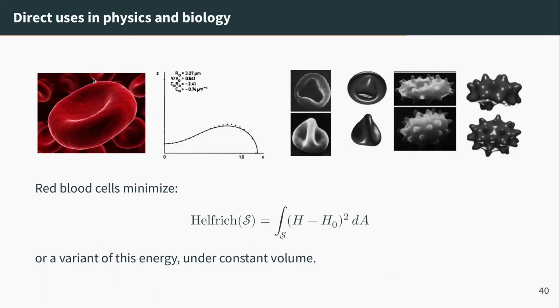So exactly. So more interestingly, maybe a bit mind-blowing, is that red blood cells, they also minimize an energy that has a similar form. It's called the Helfrich energy. So this shape that you know is exactly what you get when you try to minimize under a constant volume constraint an energy which is the integral of the surface of (H minus H0) squared. So you prescribe a non-zero mean curvature, and you try to have a surface that at every point has a mean curvature which is roughly equal to H0.